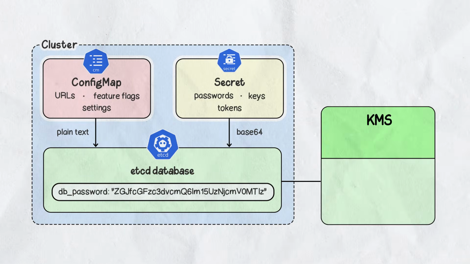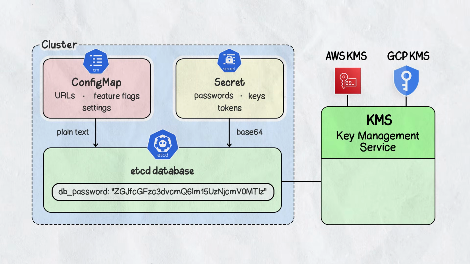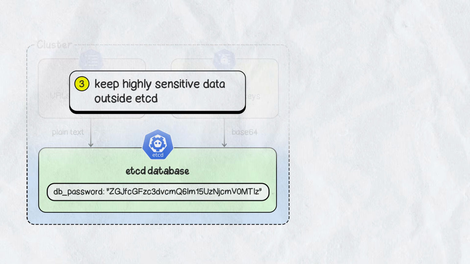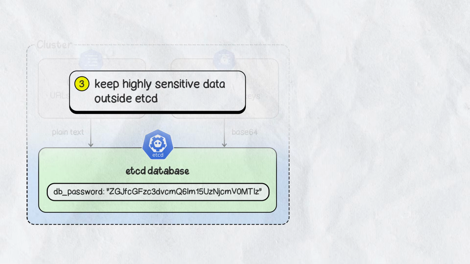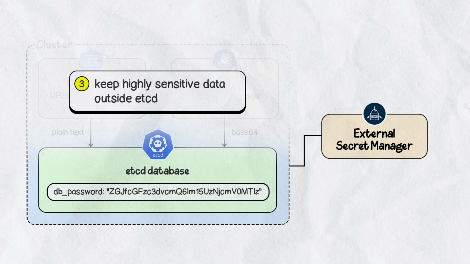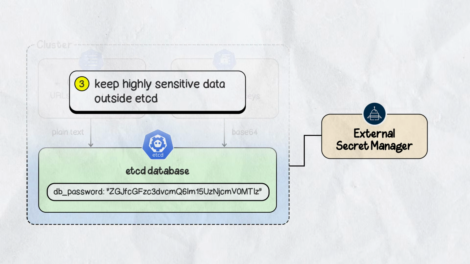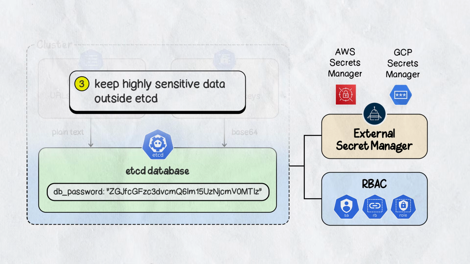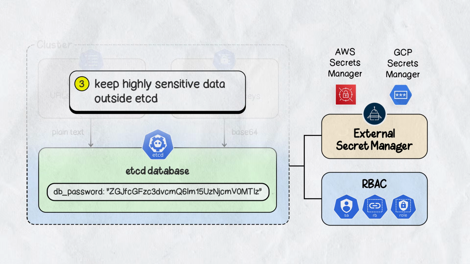Now, for those who don't know about KMS, it's a key management service, often backed by a cloud provider, where the provider takes care of generating, rotating, and managing your cryptographic keys. So, in this case, your key lives outside the cluster. Number 3, for anything that's truly sensitive, keep it outside etcd entirely. Store it in external secret managers, often backed by different cloud providers, and just pull it during runtime. And also lock down RBAC so that only a few identities can read these secrets. That's layer 1. It protects data that's sitting still.